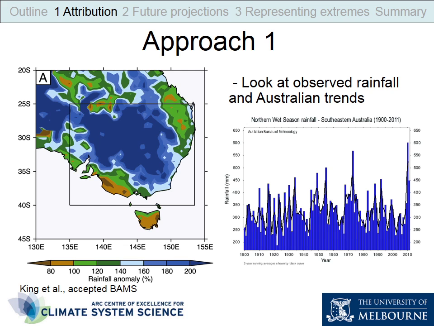So with our Australian example, we're just going to take the first approach, which is just looking at the observations, and then we're going to throw in the climate models and see if we can get some more useful information. And I should point out that this example and a lot of these figures I've grabbed from Andrew King's recent work that's just been accepted.